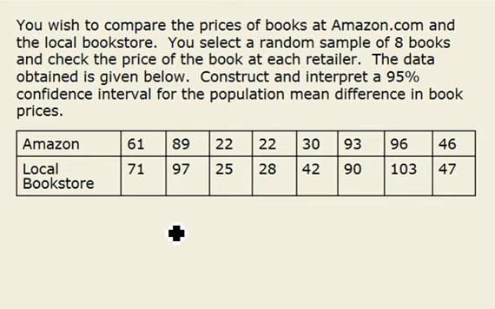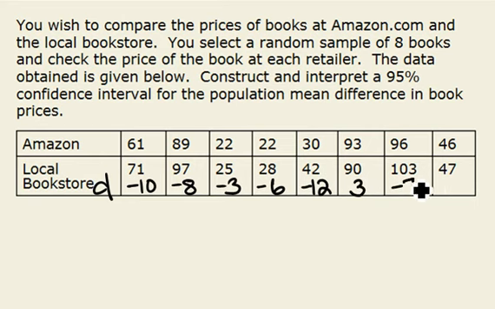When your data is paired, you start by finding your difference data, which we call D, and I'll do this by taking the Amazon price minus the local bookstore price. So 61 minus 71 is negative 10, 89 minus 97 is negative 8, 22 minus 25 is negative 3, 22 minus 28 is negative 6, 30 minus 42 is negative 12, 93 minus 90 is 3, 96 minus 103 is negative 7, and then lastly 46 minus 47 is negative 1.